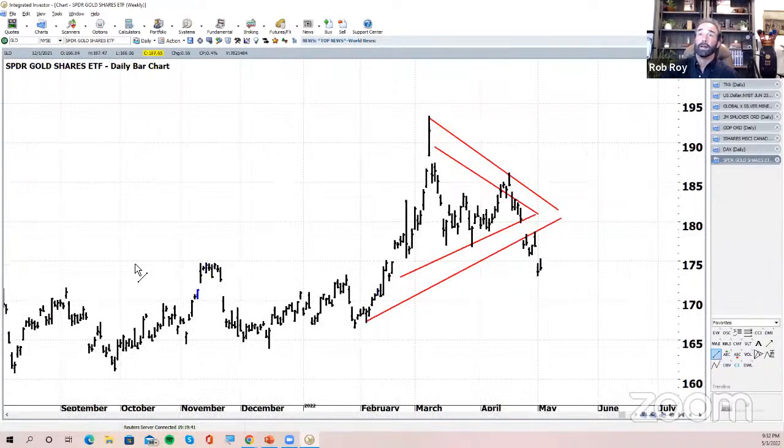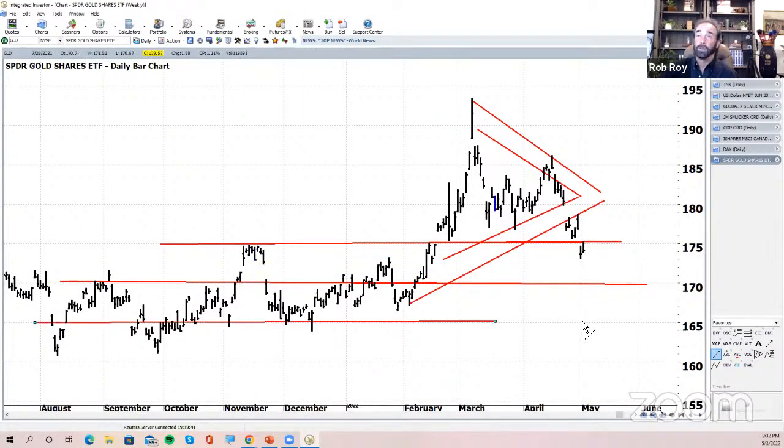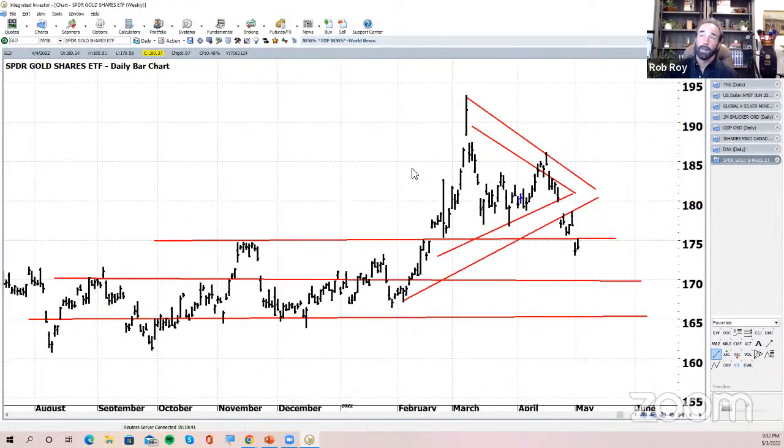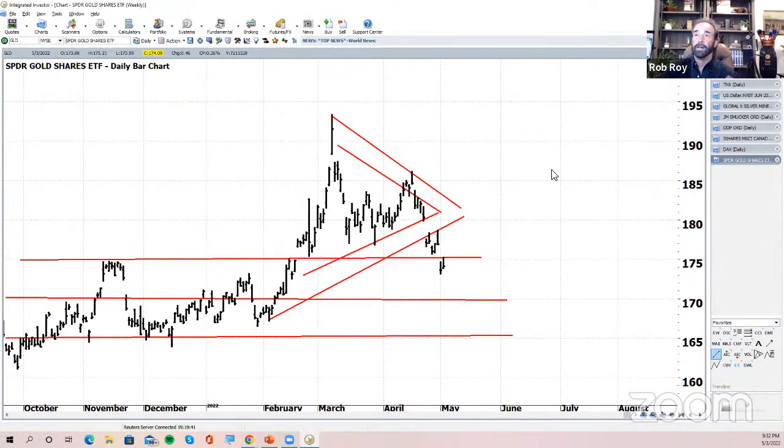At this point, it's broken underneath some potential support there at 175. The next level is massive support at 170. So if it breaks below 170, then it's going to 165. So we've got 5-point stair steps here on GLD. So with this breakdown again, going to try to hold 175. If it can't do it, we'll see 170. If it doesn't hold that, we'll see 165. That's what's going on in gold.